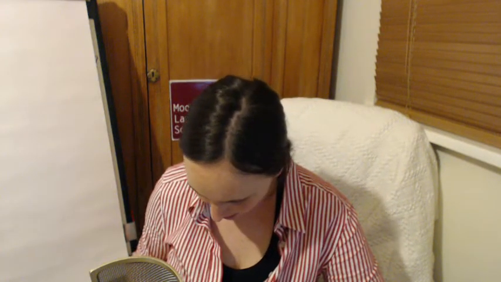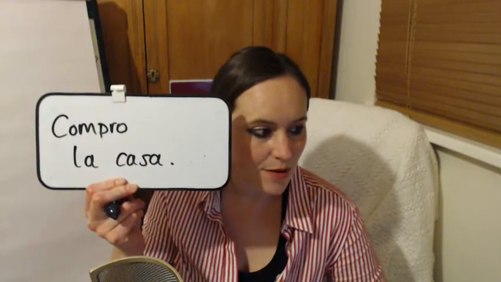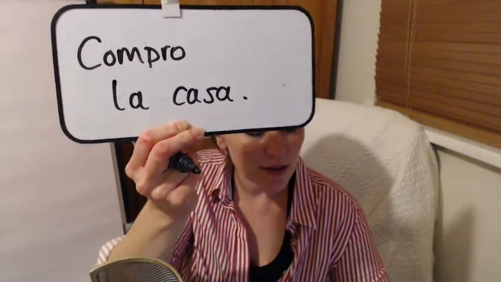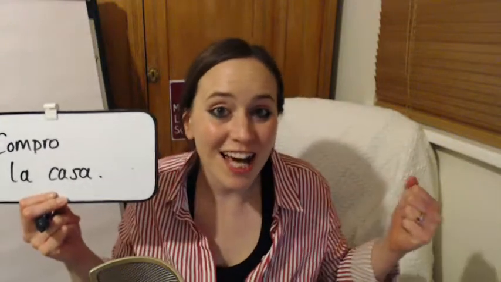So in a sentence, let's take a sentence. You may already know this, but generally in sentences or in a clause, you have the subject, and then you have an object. So, for example, in this sentence, compro la casa. Compro la casa. I am buying, or I buy the house. I'm buying the house. Compro la casa.